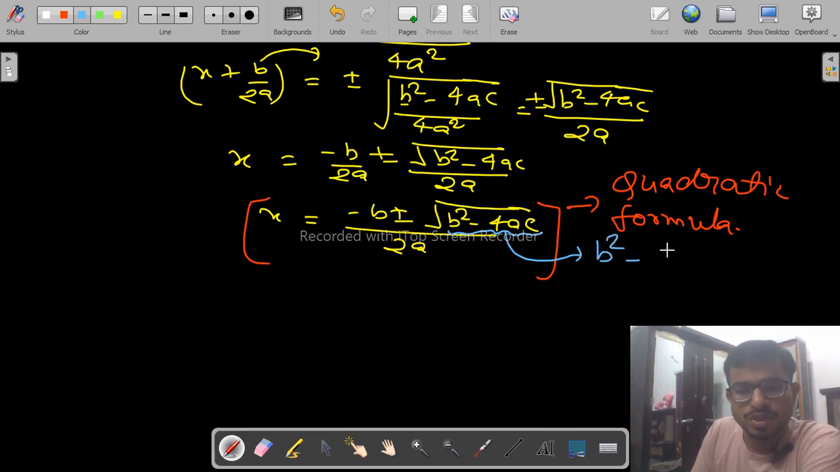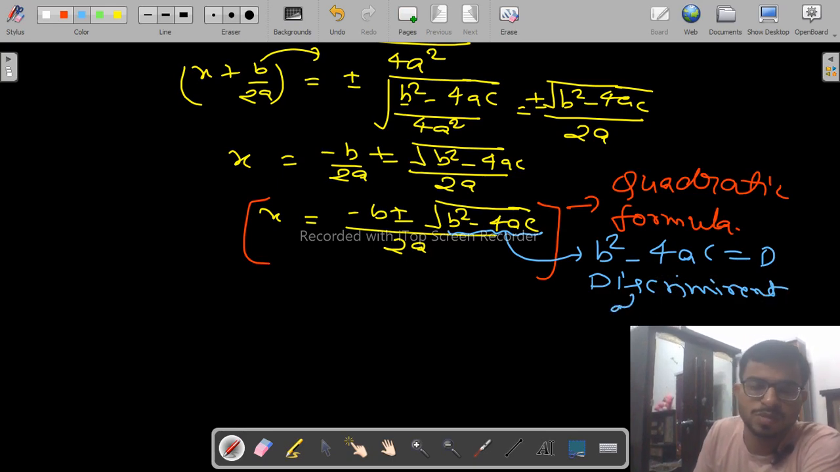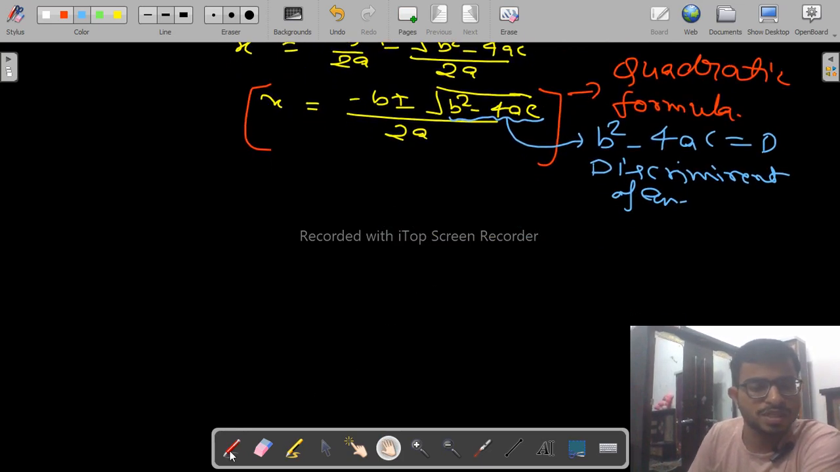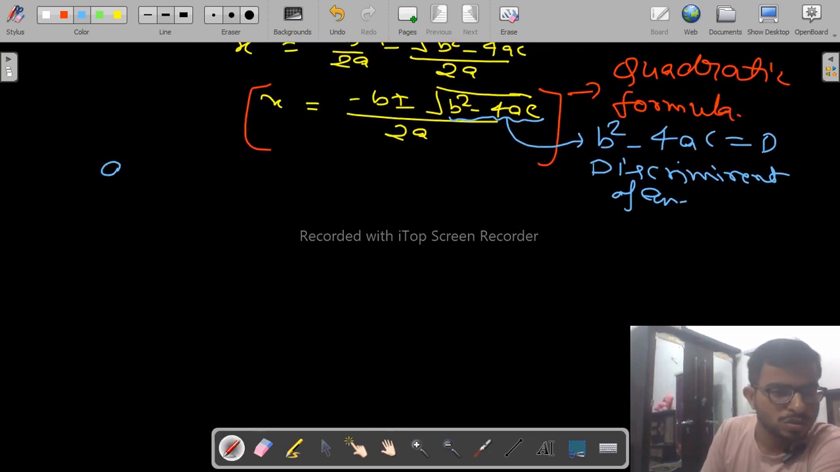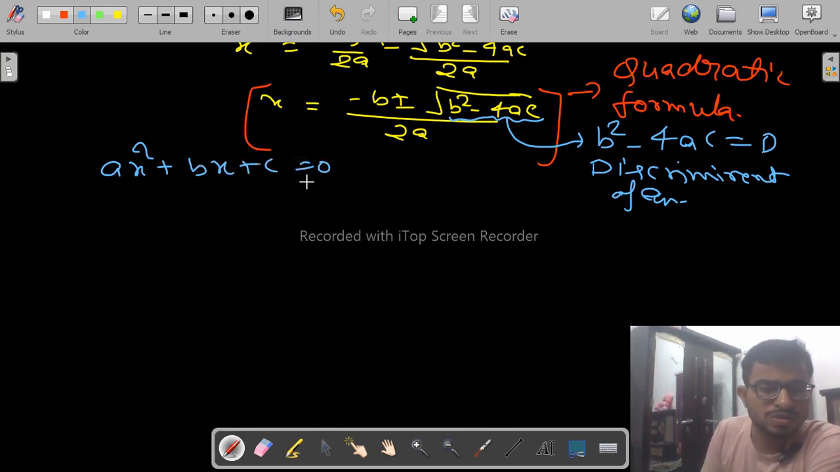This term b square minus 4ac is represented by capital D, and this is called the discriminant of the equation. The discriminant basically decides the nature of the roots. Suppose we have an equation ax square plus bx plus c; we have already seen that it will have two roots. Suppose its two roots are alpha and beta, or any letters we can represent them by.